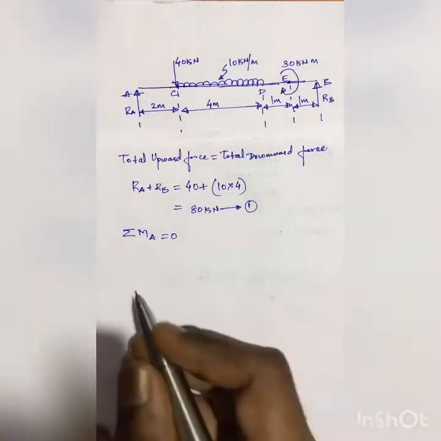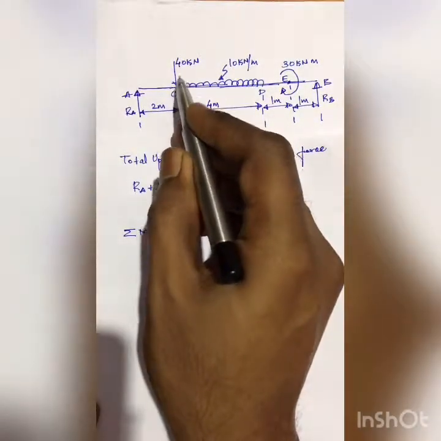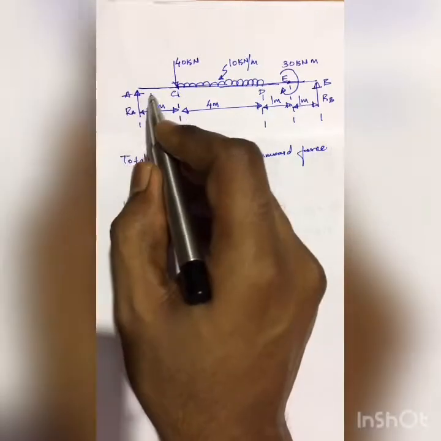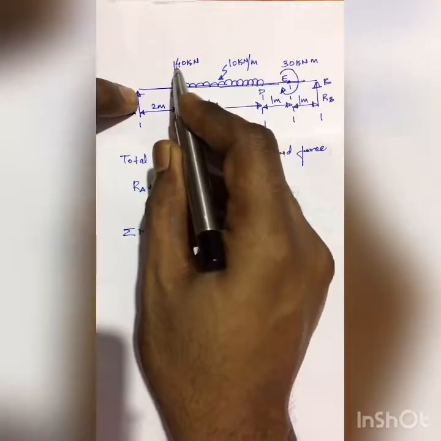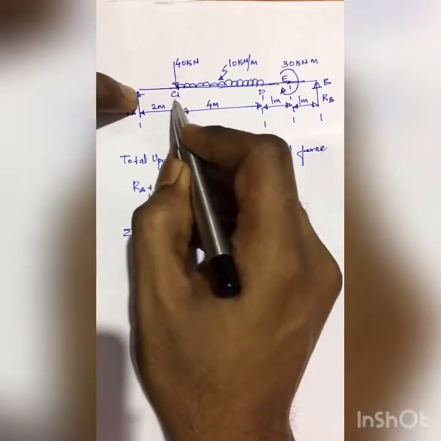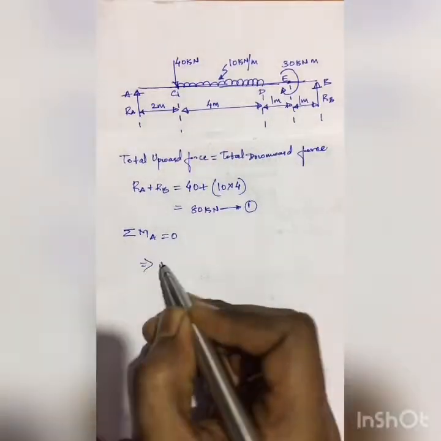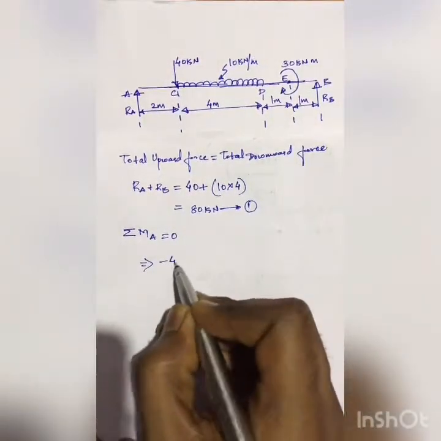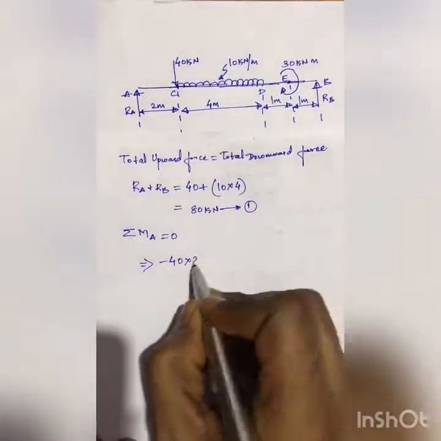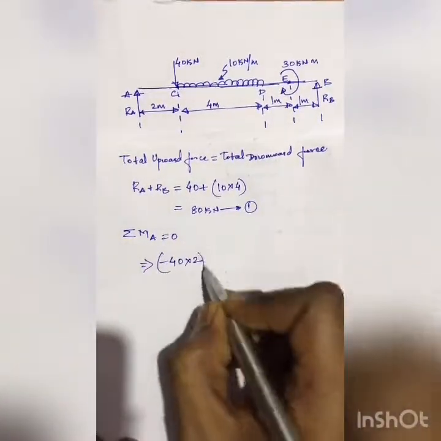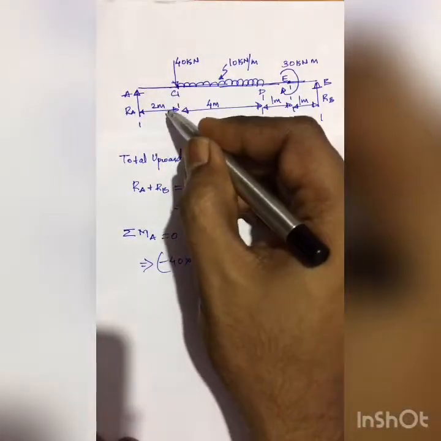First I'll consider the moment due to this point load about A. It is trying to create a bending moment in clockwise direction, which is negative. So I'll have to take minus 40 into the distance from A, which is 2. This is negative because, as I said, it creates a clockwise bending moment.